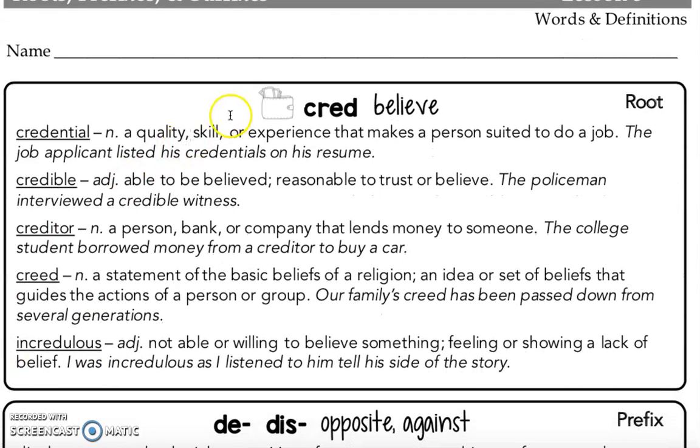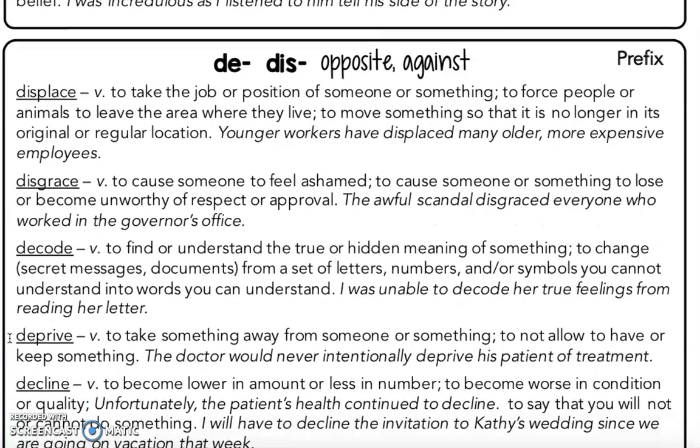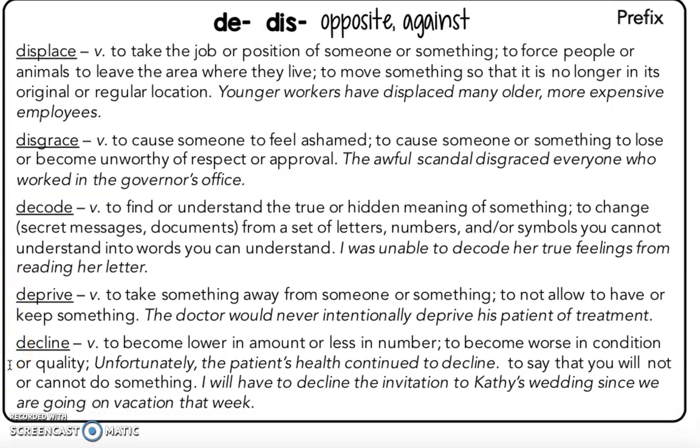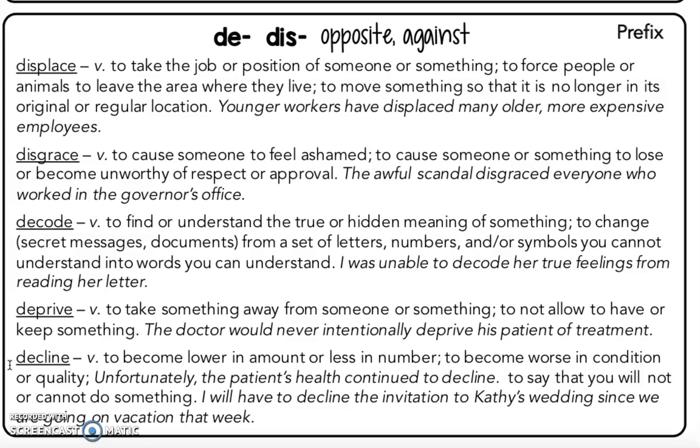Lesson 3, our root word was cred, which means believe. Those words were credential, credible, creditor, creed, incredulous. Then we had the prefix de or dis, which both mean opposite or against. Those words were displace, disgrace, decode, deprive, and decline. Again, go back to the Lesson 3 video to hear me read these definitions if you need to review.